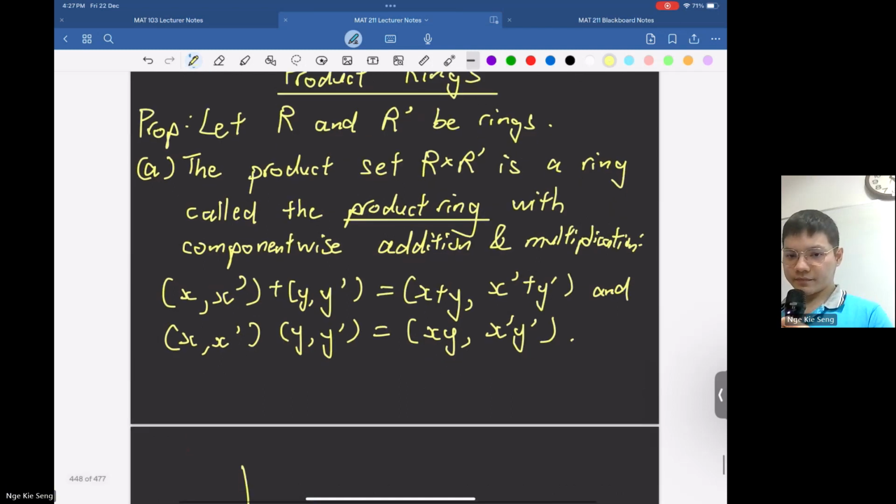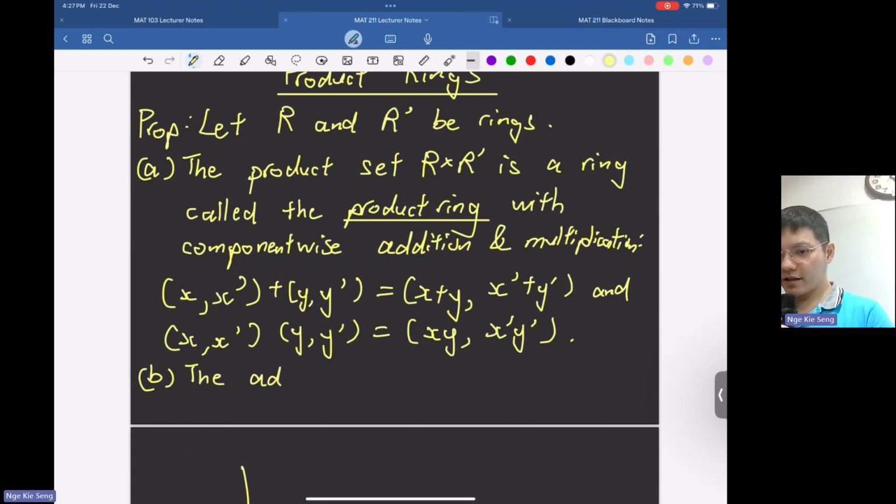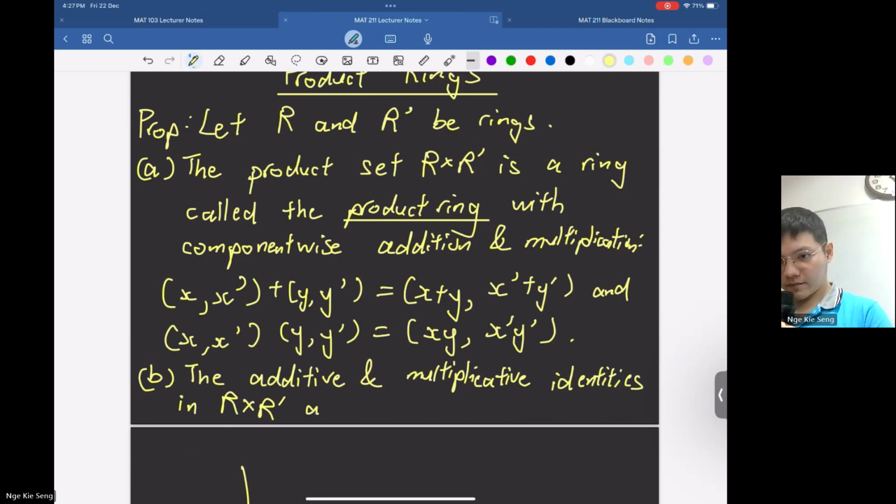So can you guess what the additive and multiplicative identities are here? The additive identity is (0, 0), and the multiplicative identity is (1, 1), respectively.